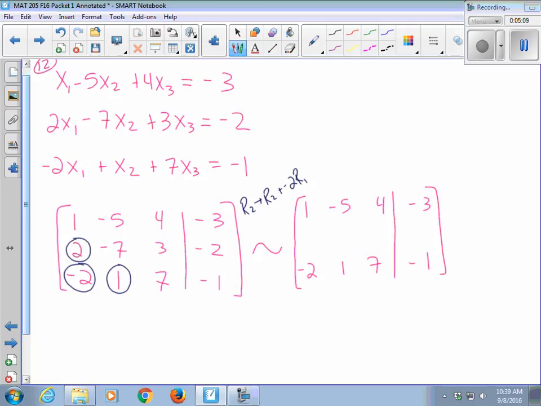Once you get faster at this and better at this, you might do two row changes in one step, but for now, just write everything down, do one step at a time. All right, so if I multiply row 1 by -2, 1 times -2 is -2, plus the 2 gives me the 0 I'm looking for. Then -5 times -2 is 10, add that to the -7 and I get 3. 4 times -2 is -8, plus 3 is -5. And then -3 times -2 is 6, plus -2 is 4.